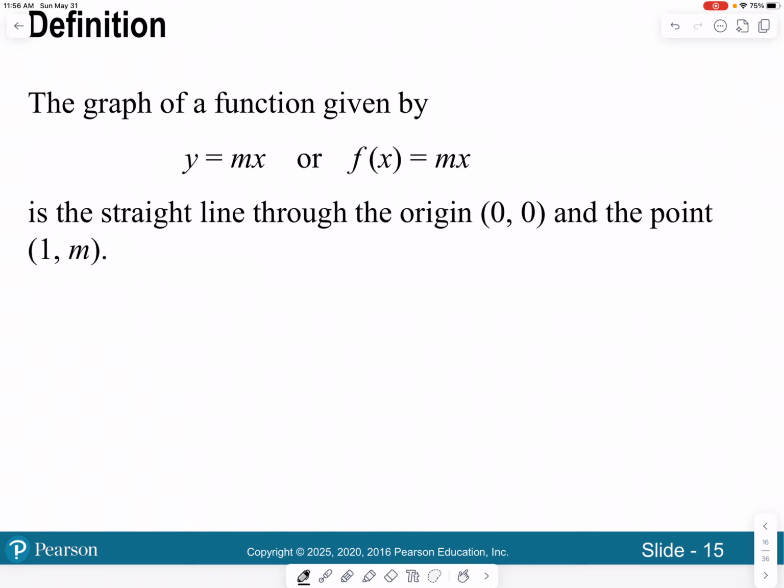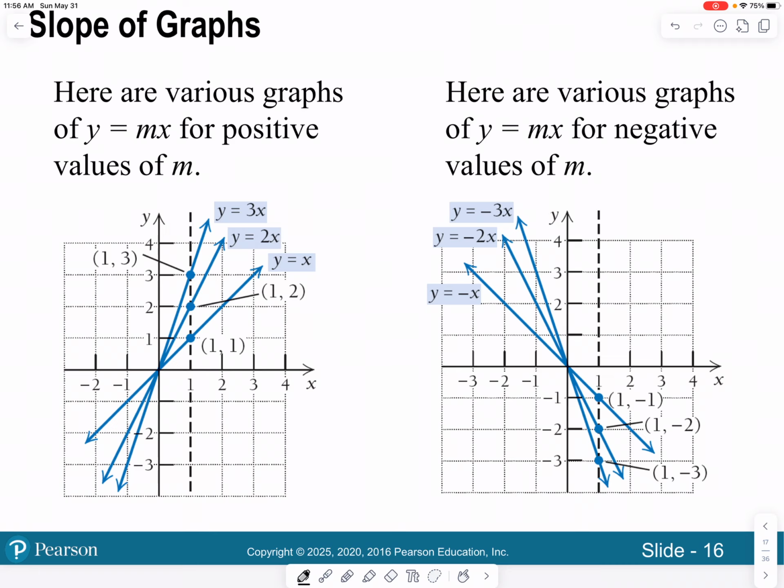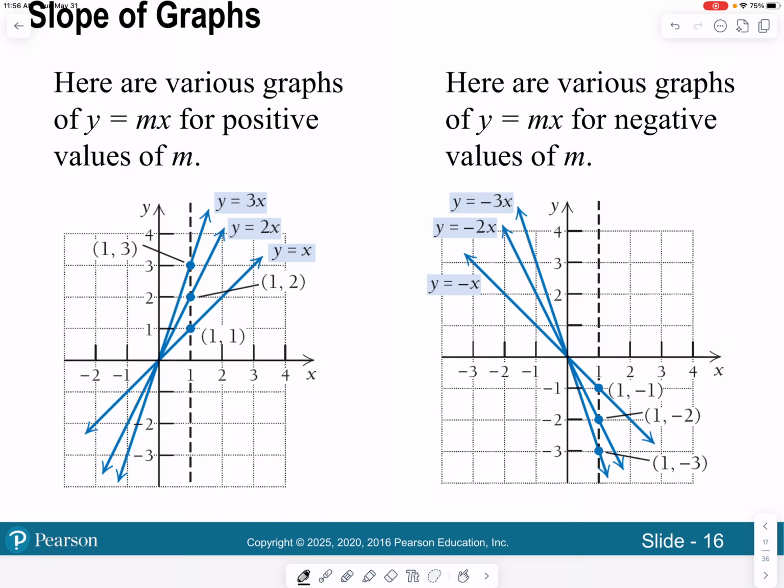So the graph of the function given by y equals mx, or f of x equals mx, is a straight line through the origin and the point 1, m. Here are a few various graphs of y equals mx for positive slopes. Okay, so you see it there on the left. And here are various graphs of y equals mx for negative values of m, or with negative slopes. So for a line, when we trace the line from the left to the right, if it goes up, that means the slope is positive. If we trace the line from the left to the right and it's going down, that means the slope is negative.